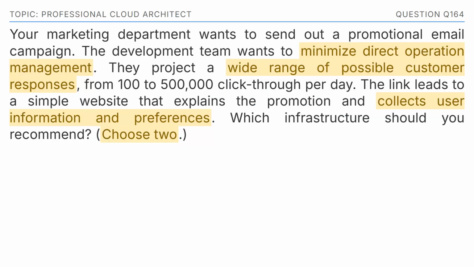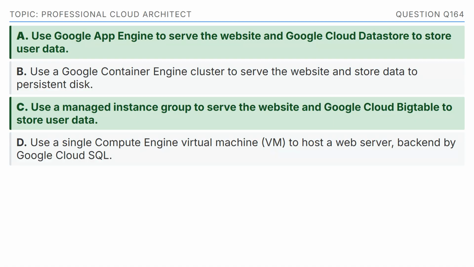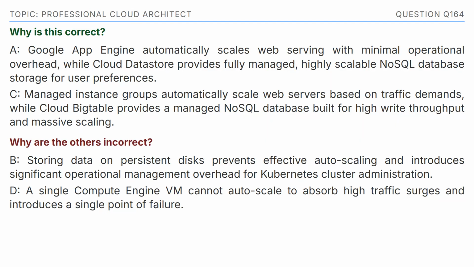To arrive at the correct answer, we focus on the keywords: minimize direct operation management, wide range of possible customer responses, collects user information and preferences. Choose 2. The correct answers are option A, use Google App Engine to serve the website and Google Cloud Data Store to store user data. And option C, use a managed instance group to serve the website and Google Cloud Bigtable to store user data. Why is this correct? A.